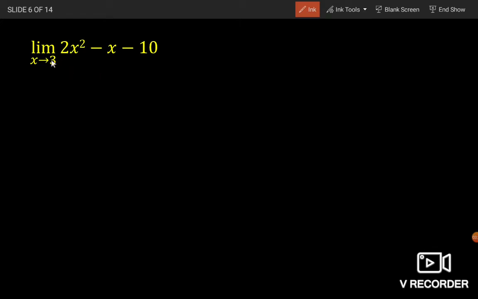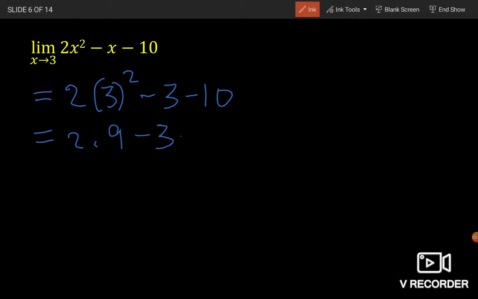So what we can do here, we can substitute x is equal to 3. So let's see what happens. This is equal to 2 multiplied by 3 squared minus 3 minus 10. So here, in this trinomial, we substitute x by 3, and you get 2 multiplied by 9 minus 3 minus 10. This is now equal to 18 minus 3, and minus 10 will give you negative 13. So now 18 minus 13, this will give you 5.